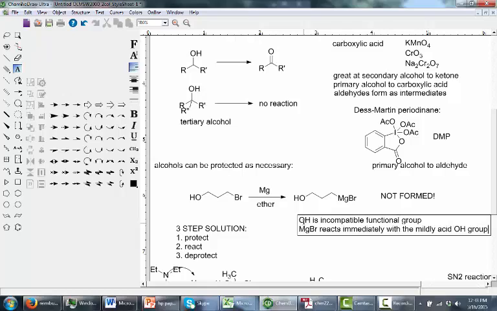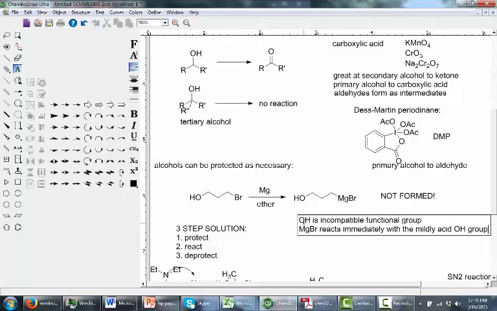So if I do actually want to form this Grignard reagent in this context, what I need to do is protect the OH group as something that's not going to interfere with the reaction, then do whatever reactions I want, and then when I'm done with those reactions, I deprotect that protecting group and end up back with my desired OH. So this is a three-step solution. In the case where I have incompatible functional groups, I can protect in some way, then do whatever reactions I would like, and then do a deprotection at the end of the reaction when I'm done with that activity.